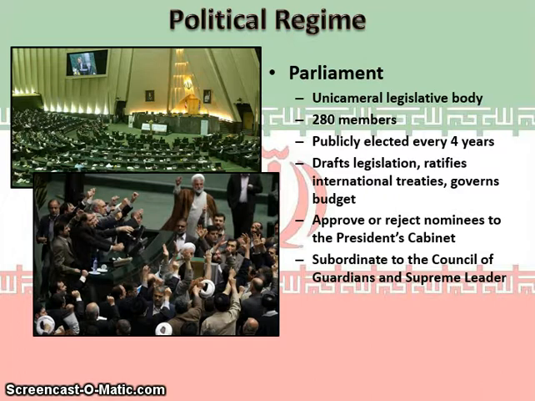To continue further, we have the Parliament. That's the unicameral legislative body of about 280 members. They are publicly elected every 4 years, and the Parliament is known for having some pretty heated debates. They draft legislation, they ratify international treaties, as well as govern the budget. They do have the authority to approve or reject nominees to the President's cabinet. However, they are, again, subordinate to not only the President, but also to the Council of Guardians and the Supreme Leader.